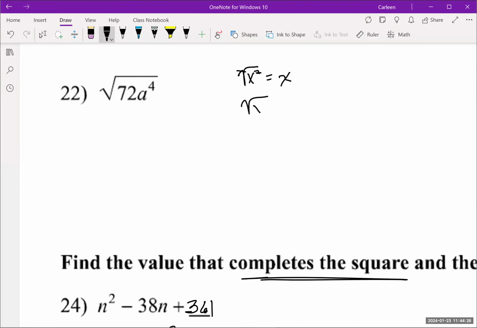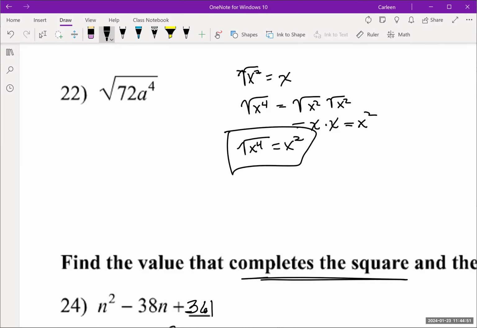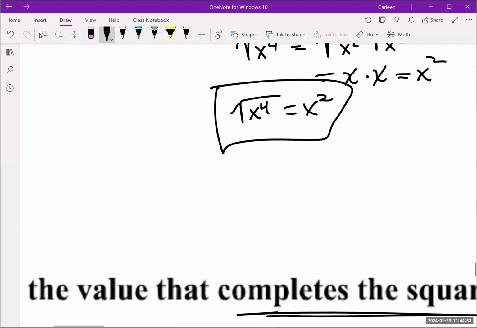Now, what about x to the 4th? So let's see. That's x squared, right? Square root of x squared is x, and we have another x squared. So square root of x to the fourth is x squared. Do we see what's happening? It's cutting it in half. The square root cuts the exponent in half.